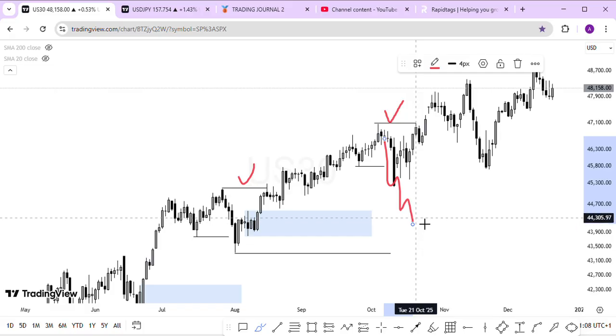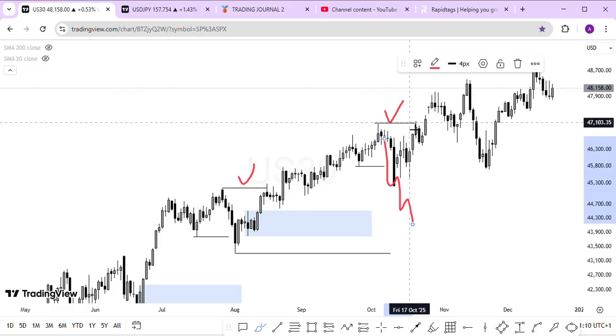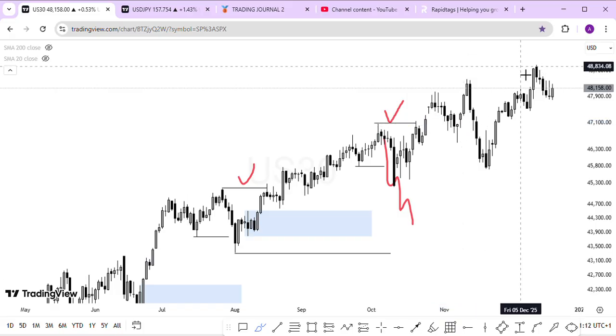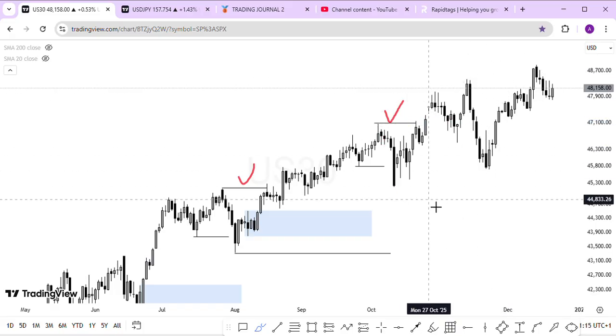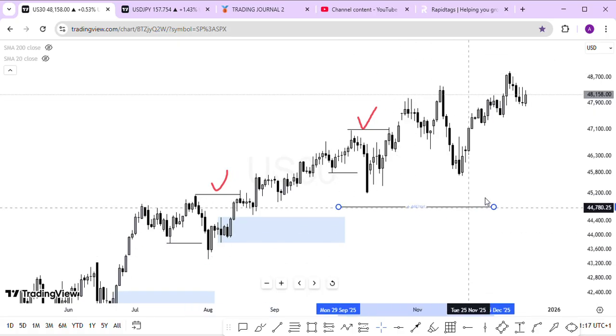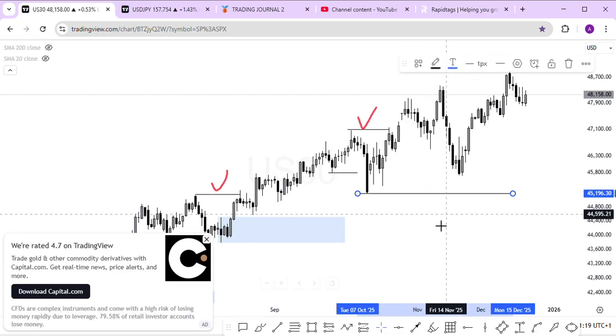Then we will look for our entry confirmation. Then we target this daily high. So that's how we do top-down analysis. So as you can see, the market does its thing again, and this low serves as our low.